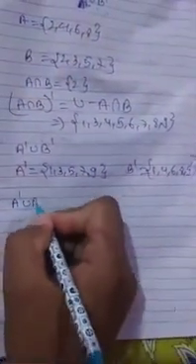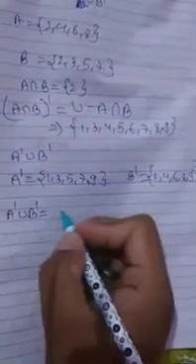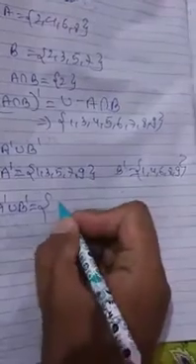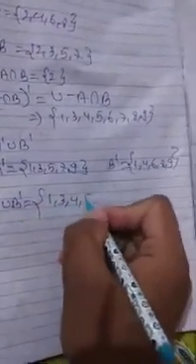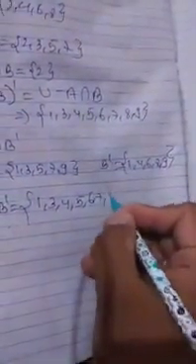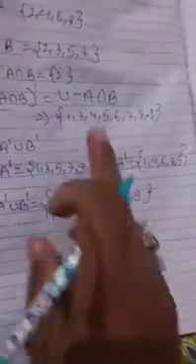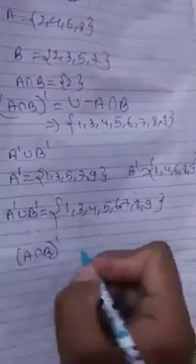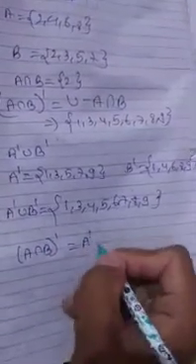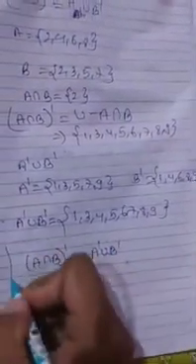Now we will calculate the union. So for union we will take both the sets' elements. So first of all 1, second 3, 4, 5, 6, 7, 8, 9. Now see, these elements and these elements are same. Therefore (A intersection B) complement is equal to A complement union B complement.